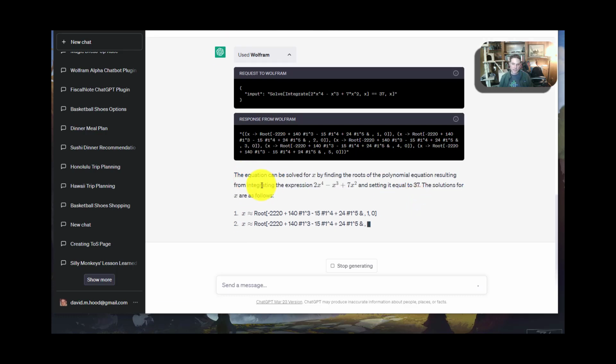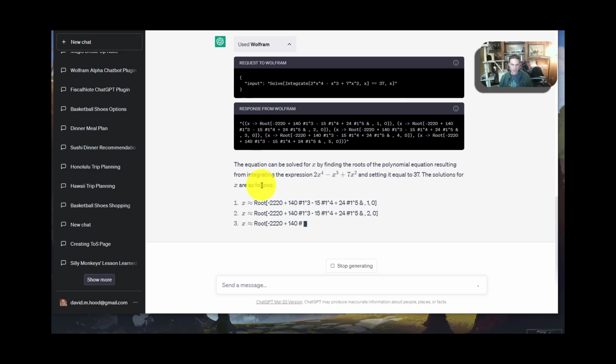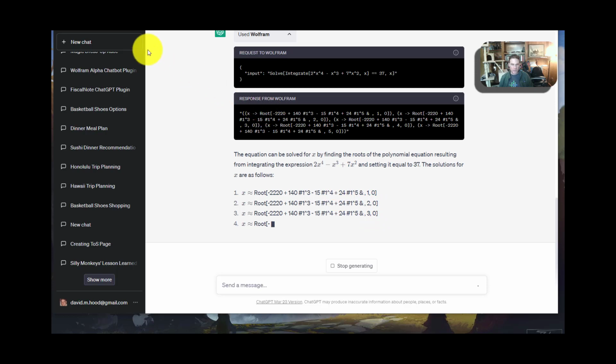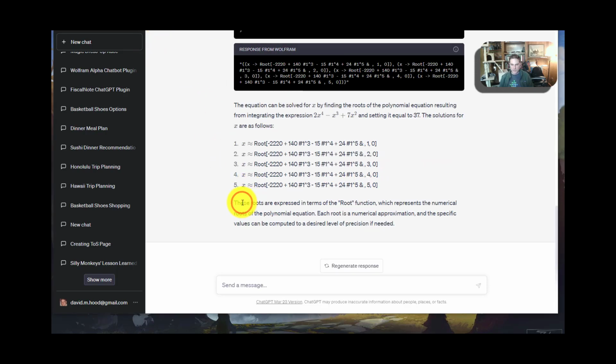I like how it's kind of showing its work to some degree. It's telling us what it's doing. Not really sure. I'm going to pause for a second. These roots are expressed. Oh, x equals. It's been a long time since I've done integrals. I don't recognize, and it's possible this is a limitation of kind of the chat thing here. I don't really recognize the answer, but it seems like it's giving me multiple answers.